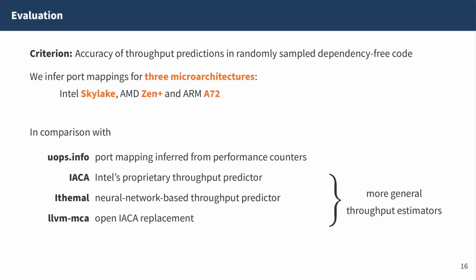The comparison in prediction accuracy to the last three tools is a bit unfair, since our port mapping-based throughput prediction can only handle dependency-free code in a meaningful way. The other tools are intended as more general throughput predictors and might focus on different performance aspects. However, comparing to them gives us valuable insights into the state of port mapping modeling in contemporary tools.